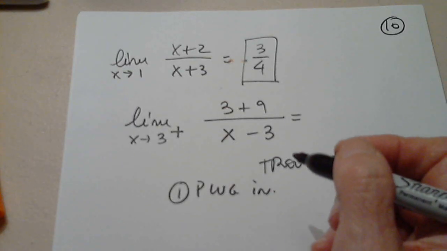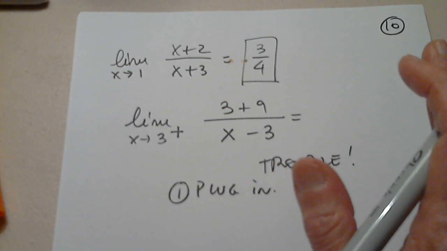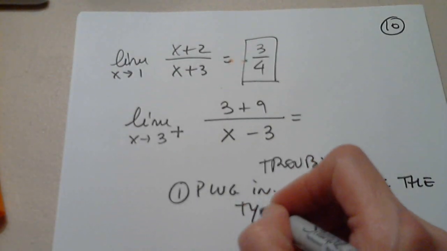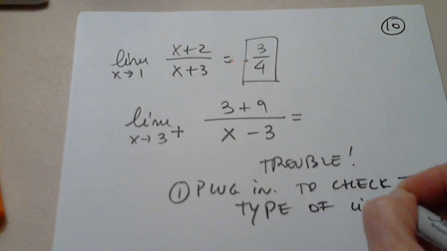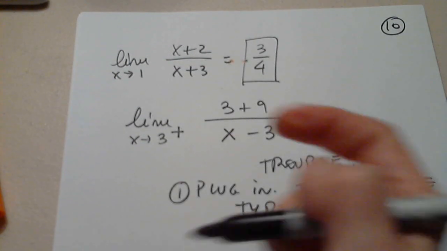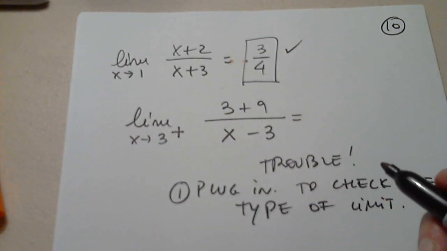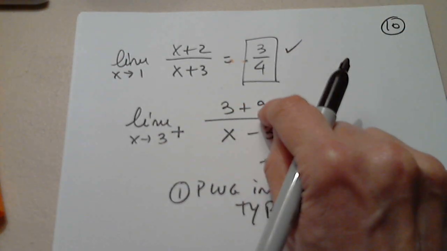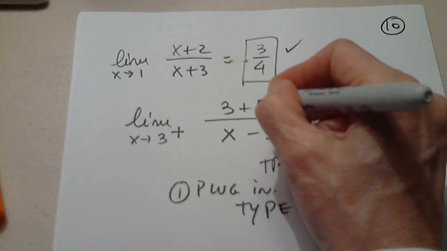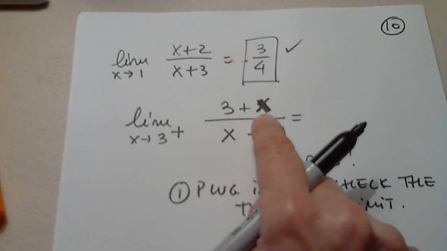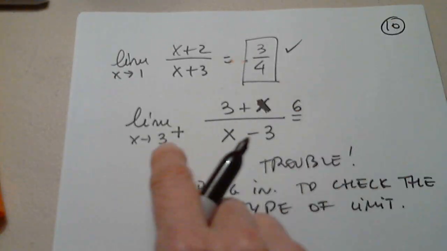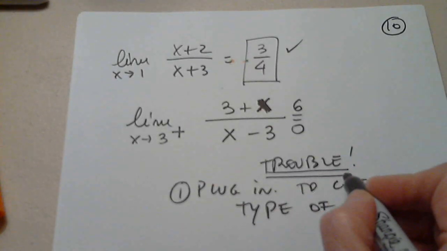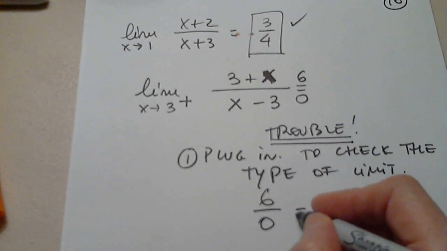And you can say, but you just told us that. I know. But I have to check the type of limit I'm facing. Here I plugged it in. Done. Here I have to plug it in, and when I plug it in, here's what I need to write. 3 plus 3 is 6. 3 minus 3 is 0. That's why this is trouble, because we know that 6 over 0 is undefined.